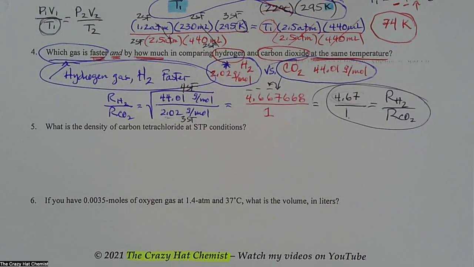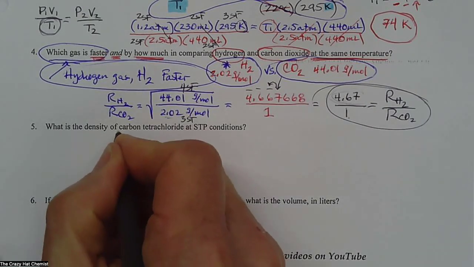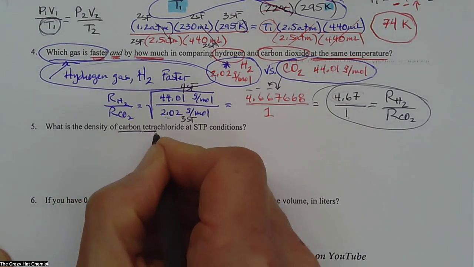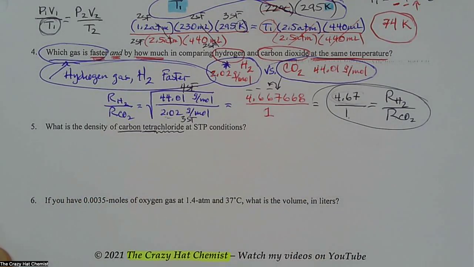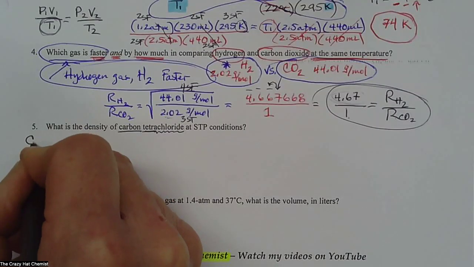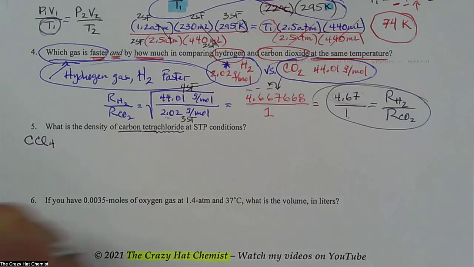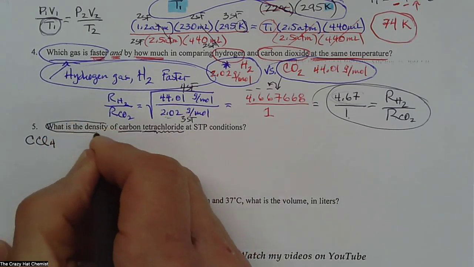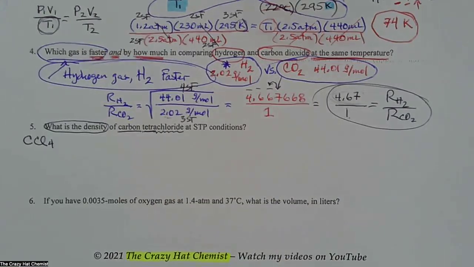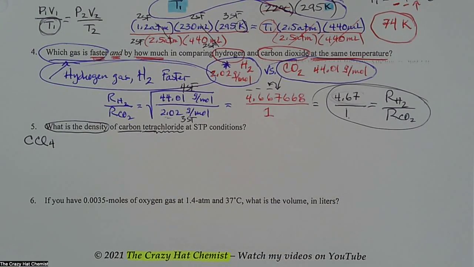This one here is, what is the density of carbon tetrachloride? So first of all, we've got to get the formula for carbon tetrachloride. That's carbon, chloride, tetra. So there's the formula for carbon tetrachloride: CCl4. Okay. The problem says, what is the density? I didn't write the density equation up at the top, but I'm going to write it right here.